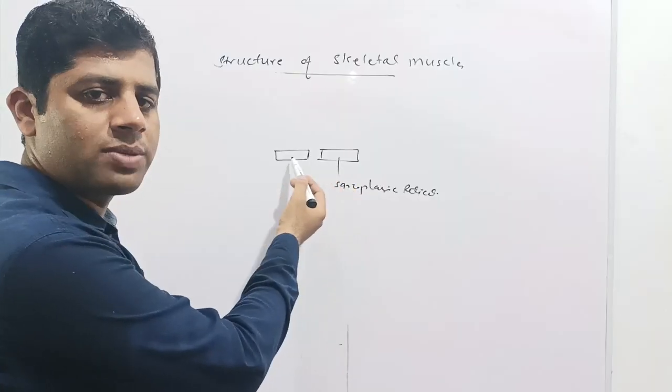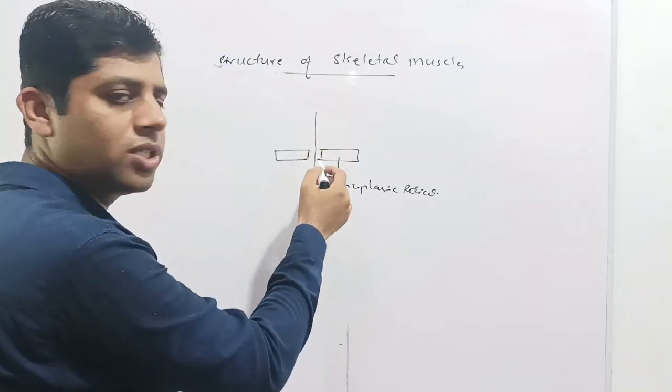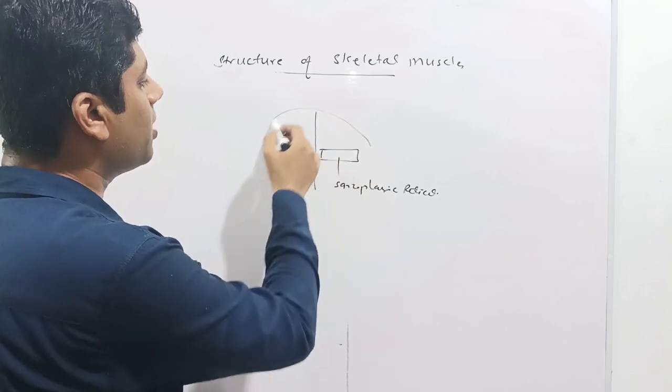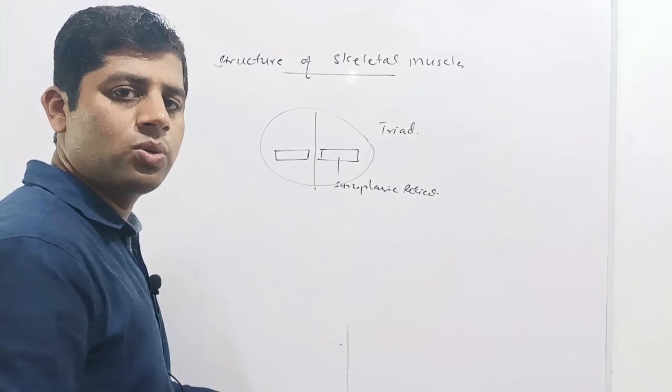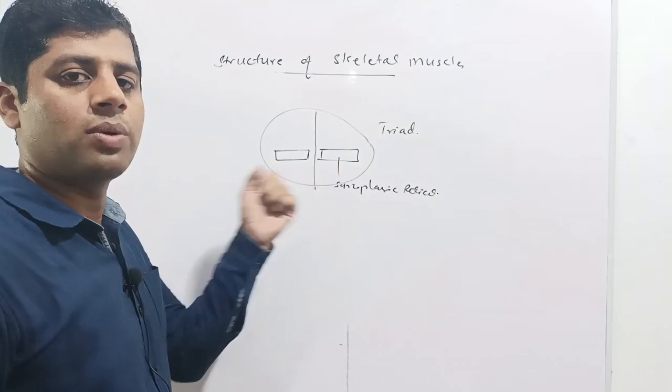If we consider this sarcoplasmic reticulum, the T-tubule together with two sarcoplasmic reticula forms a triad. So this is also called the muscular triad, in which there is a single T-tubule with adjacent sarcoplasmic reticulum.